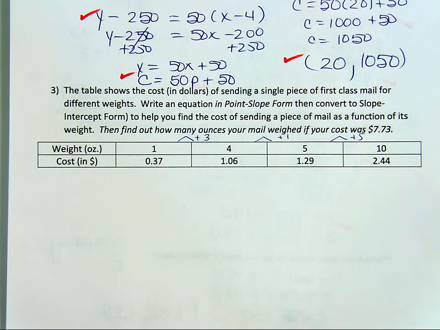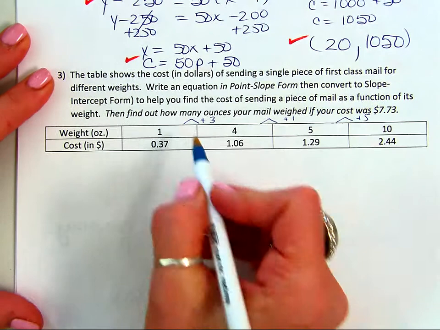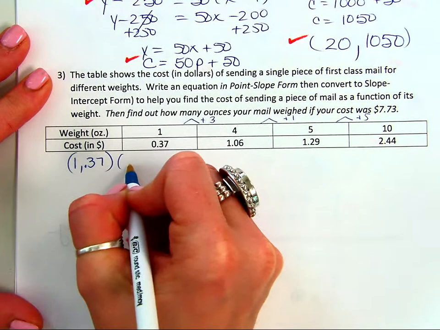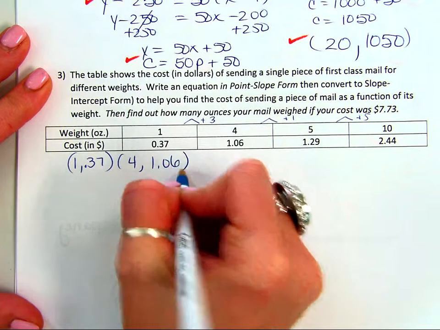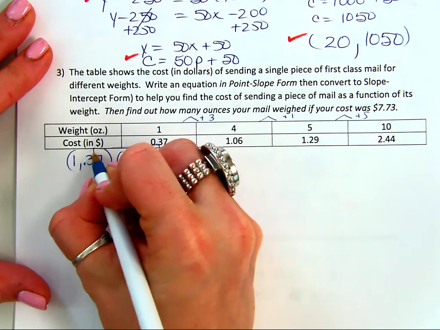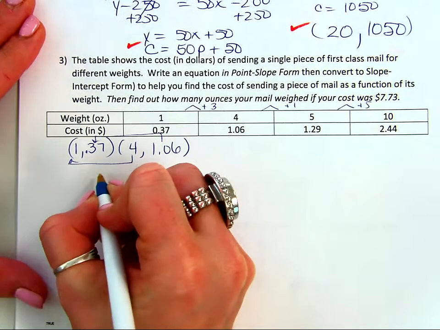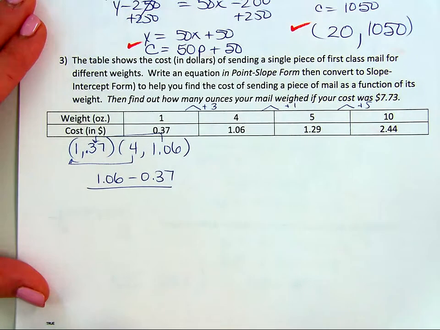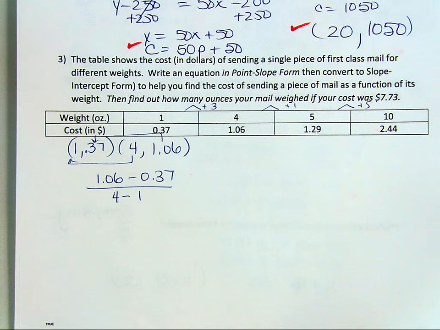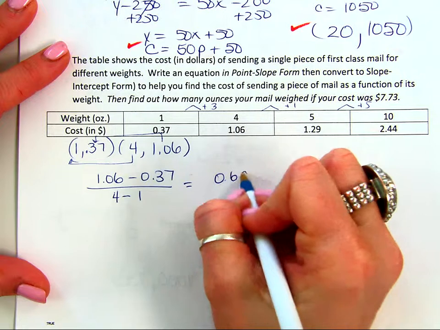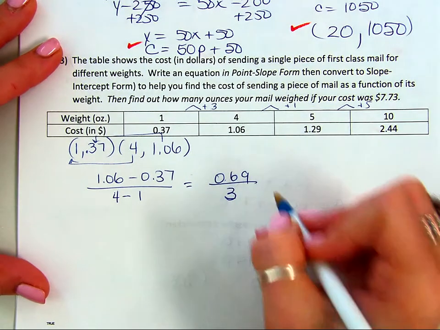So I'm going to choose these 2 points. I'm going to write 1, 37 and 4, 106. I don't know about you, but I have to see them written next to each other in order to do it, so that way you can do this. So the difference in $1.06 and 37 cents divided by the difference in 4 minus 1. Okay? So this is going to give me 69 cents for 3 ounces. And when I divide that, I get 23 cents.